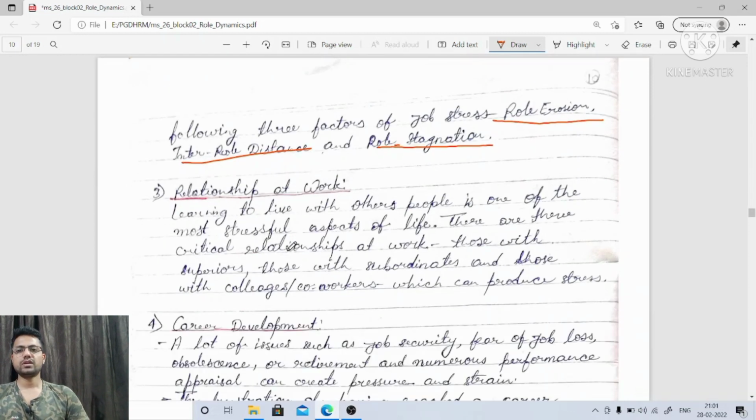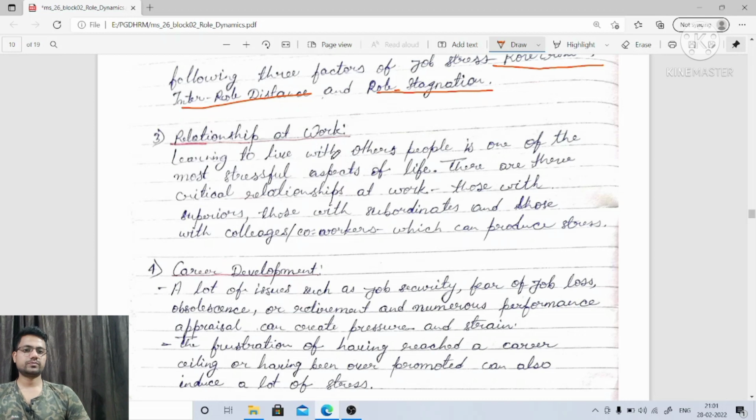Relationship at work, learning to live with others. Now you can say the third is the cause here. Learning to live with other people is one of the most stressful aspects of life. Okay, there are three critical relations.